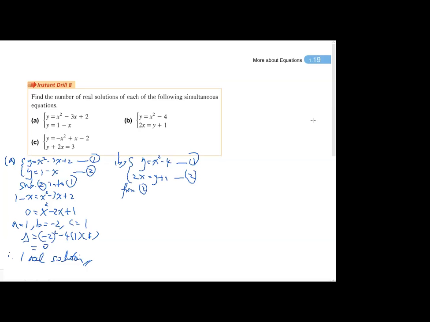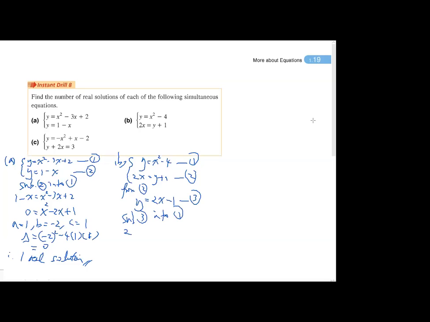I'm not going to change the subject to be x, because if I want x to be the subject, I need to have a divided by 2, okay? I need to have a fraction. That is not good for us to do calculation. So I need to change y to be the subject, which is 2x minus 1. Okay, just subtract the 1 to the left-hand side. And then call this equation 3. And then we will substitute equation 3 into equation 1, okay?